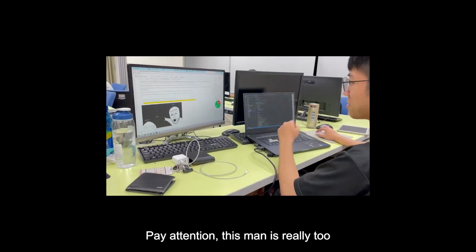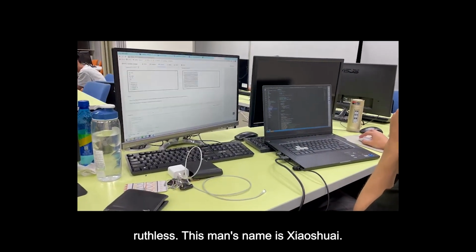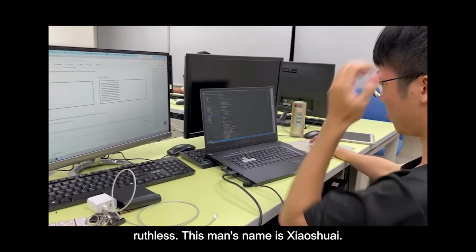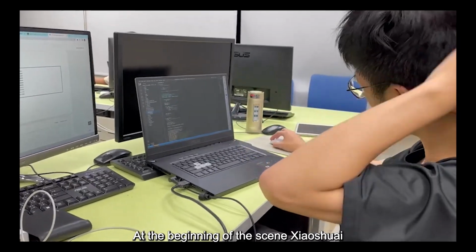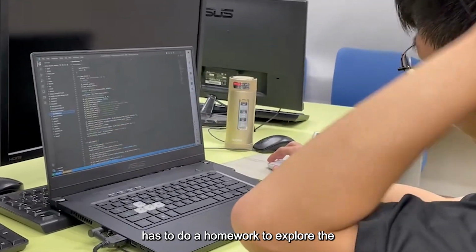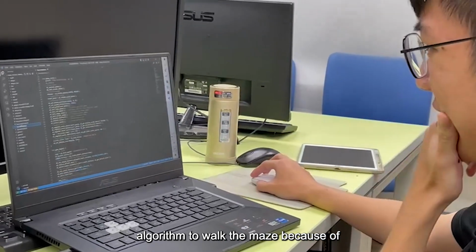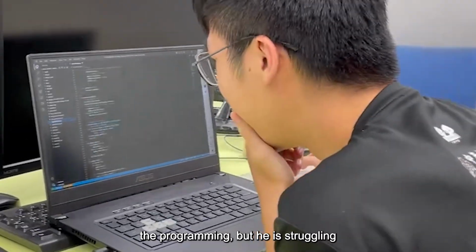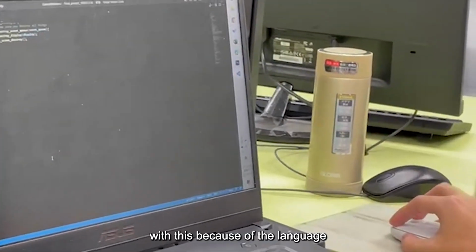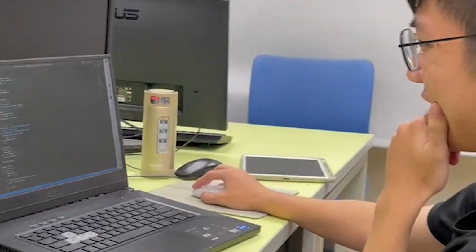Pay attention, this man is really too ruthless. This man's name is Xiao Shuai. At the beginning of the scene, Xiao Shuai has to do homework to explore the algorithm to warp the maze because of the programming, but he is struggling with this because of the language barrier.